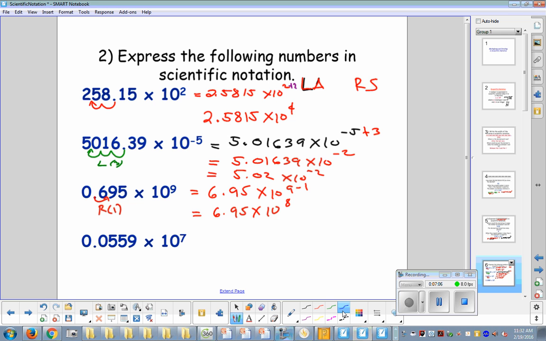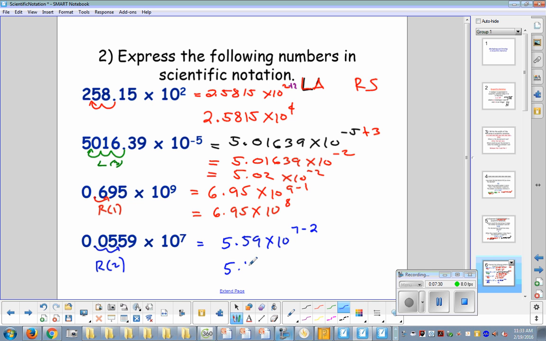Final example, I have to move the point between 5 and 5. So I have to move to the right twice. So it means that I will have 5.59 times 10 raised to 7. I move to the right twice. So I have to subtract 2 here.